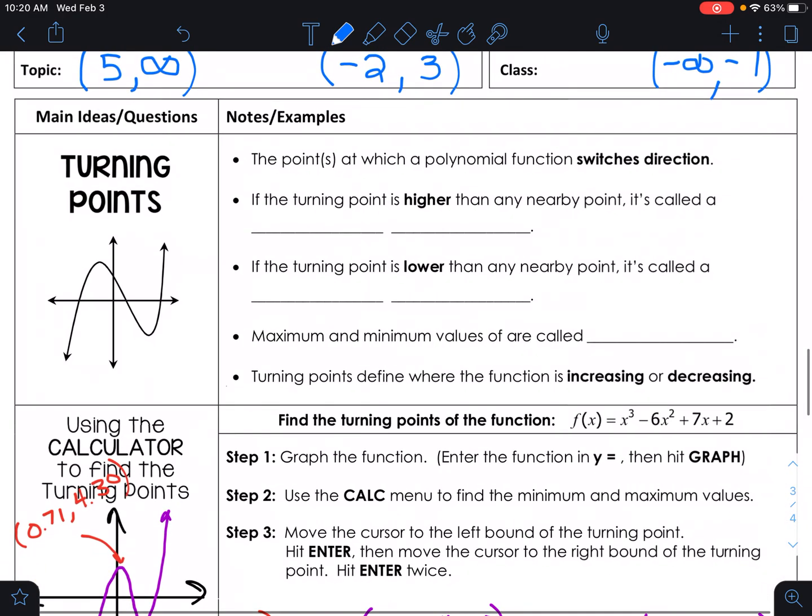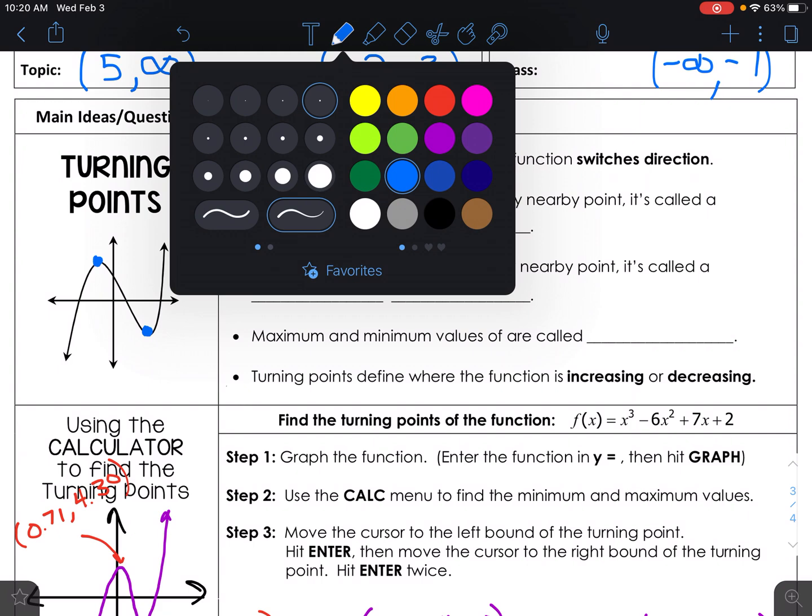Okay, so today we're going to start to talk about turning points. A turning point is just a point at which the polynomial switches directions. Okay, so in this particular case, I have 2 turning points, one here and one here. And why are they called turning points? Let's talk about that a little bit further.